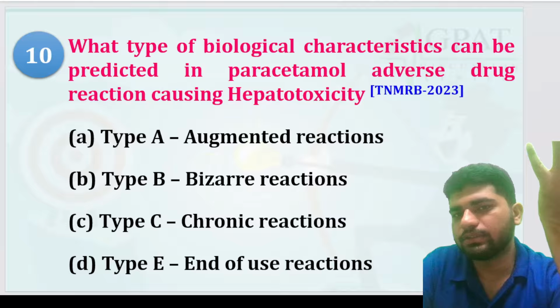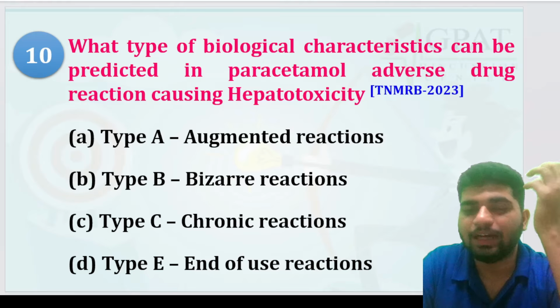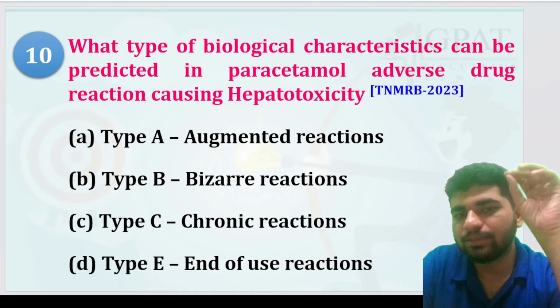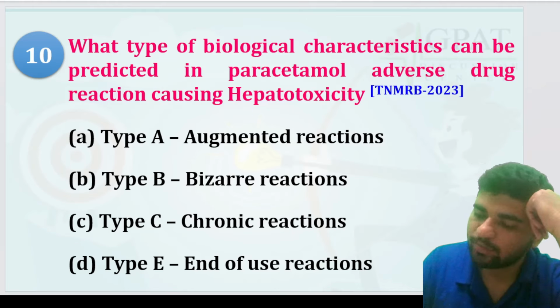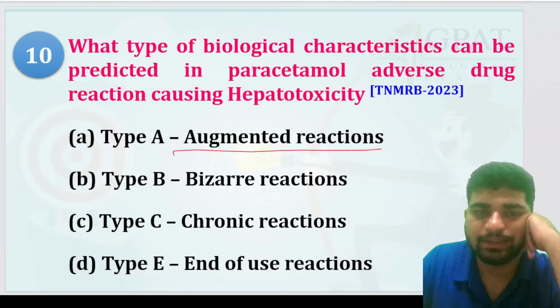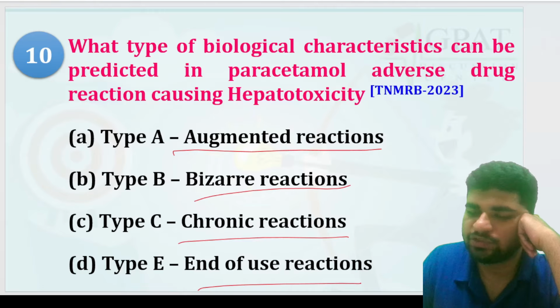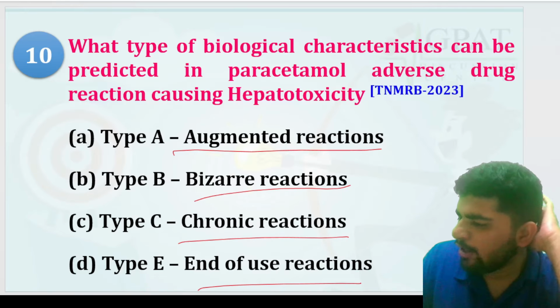Okay. So, what type of biological characteristic can be predicted in paracetamol adverse drug reaction causing hepatotoxicity? What kind of question is it? The question itself is yelling the answer. The type A augmented reactions. Augmented reactions are the reactions which can be predicted and are dose dependent. Then there are bizarre, chronic, and end of use reactions.